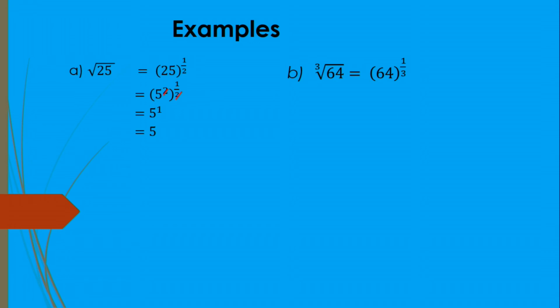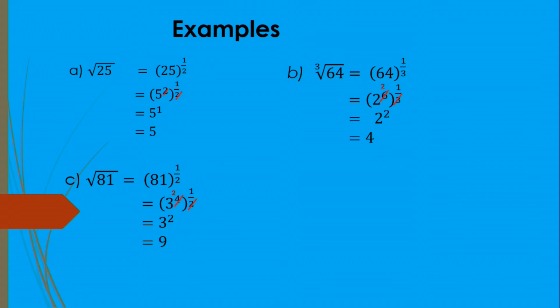Cube root of 64. Writing 64 in index form, we have 2 power 6. So we have (2 power 6) power 1/3. We need to multiply 6 by 1/3. When performing this multiplication, it's the same as 6 divided by 3 equals 2. We have 2 power 2 equals 4. Third part, square root of 81. So 81 can be written as 3 power 4. Multiplying 4 by half, you have 2. 3 power 2 equals 9. We usually use this method to find the square root of larger numbers.